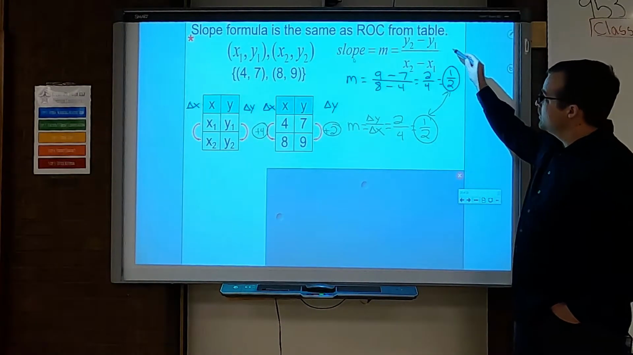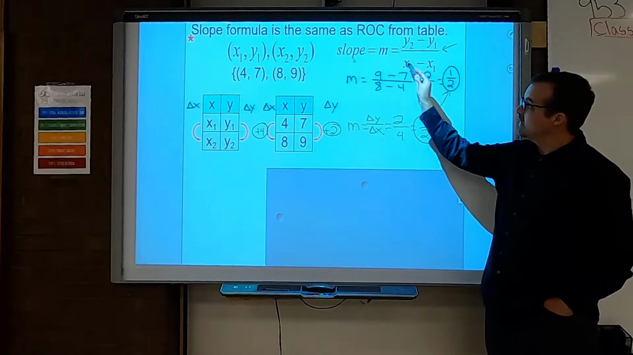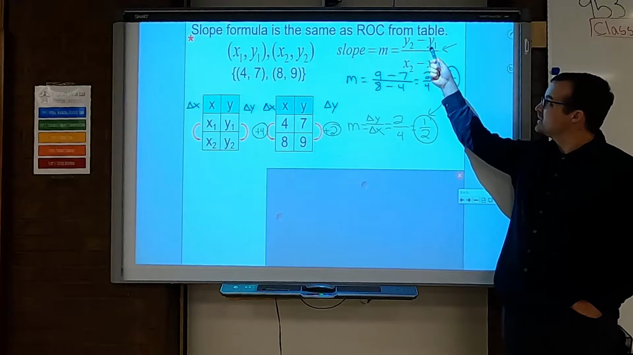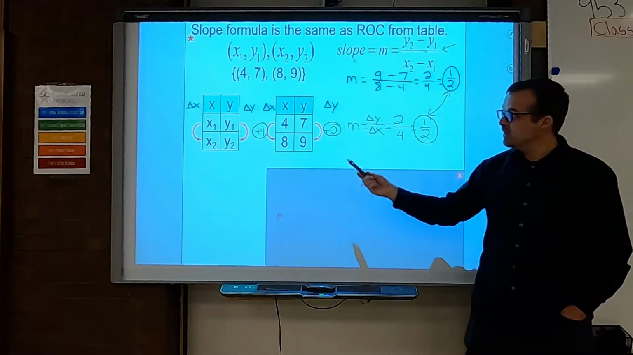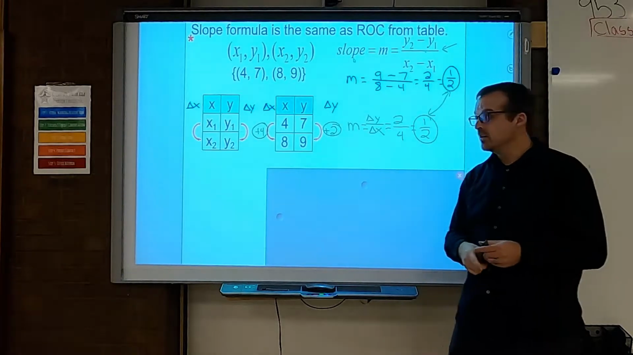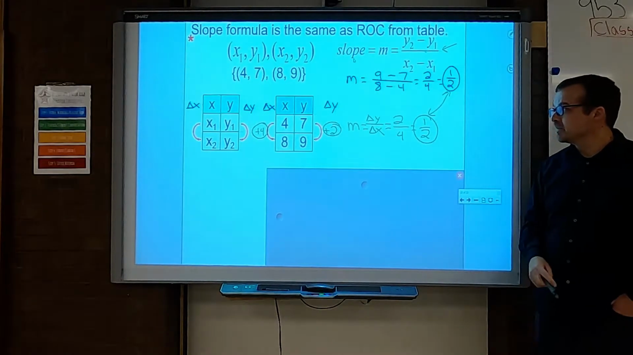Okay, one took a little memorization. It took a lot less work because in this one we had to draw a table. But if you don't remember this, is that okay? Absolutely, because we could just put the points into a table and find the rate of change between those 2 points. Because rate of change and slope are the same thing.